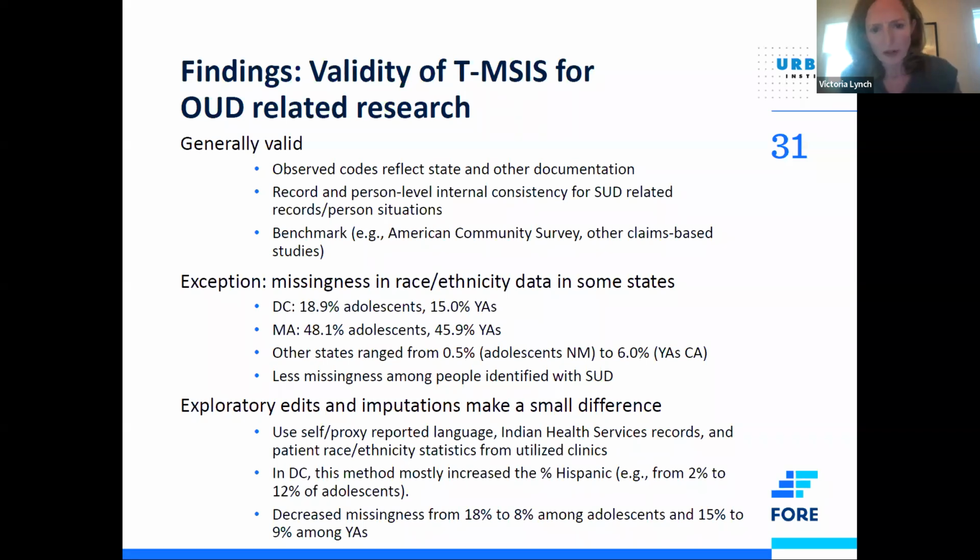It was much lower in other states, ranging from 0.5% among adolescents in New Mexico to 6% among young adults in California. As part of our work, we did some exploratory edits and imputations, which make a small difference, but still leave us with meaningful missingness. Next slide, please.